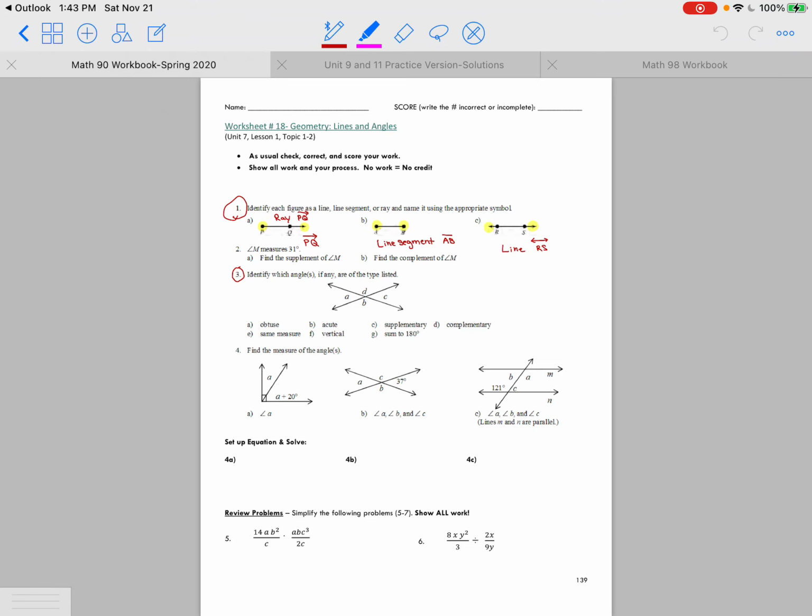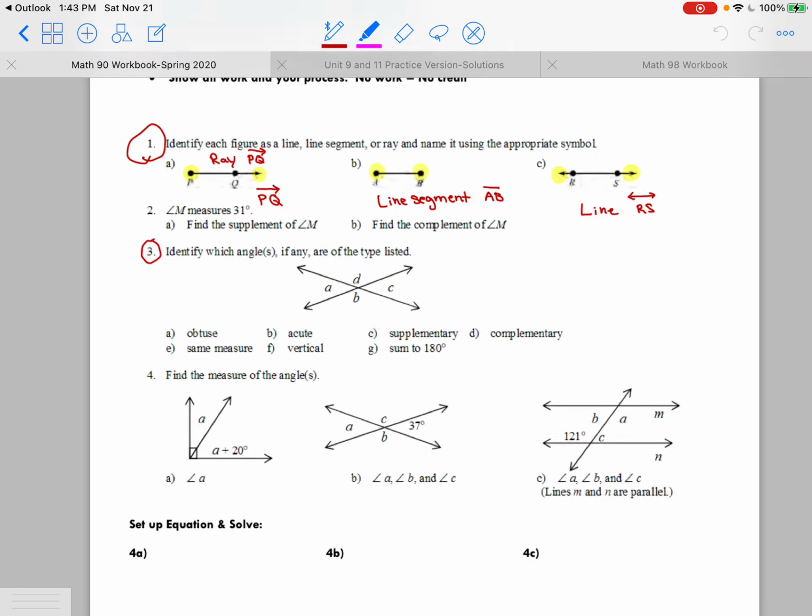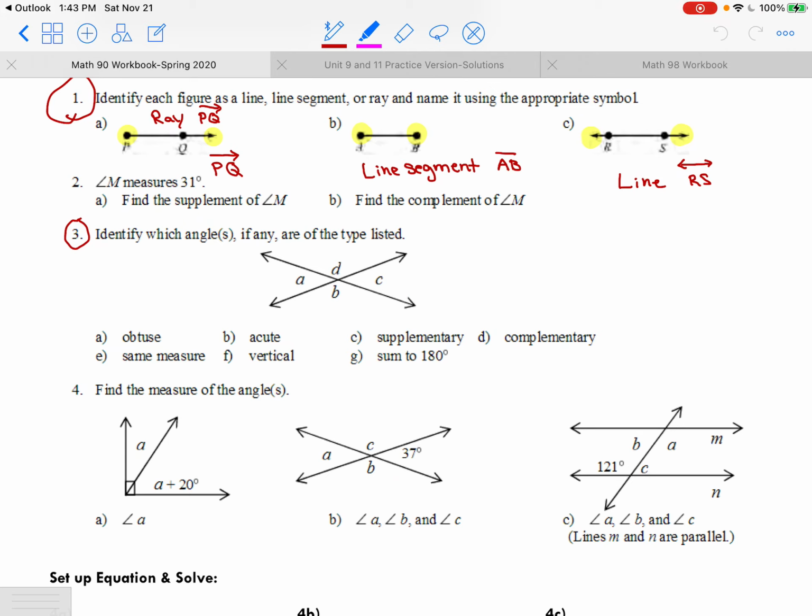Let's take a look at some problems on your worksheet based on what we just learned. So let's take a closer look at number 3. Okay, it says identify which angles, if any, are the type listed. So here we have A. A is obtuse. Okay, remember obtuse angles are between 90 and up to 180, right? They're not quite 180 yet.